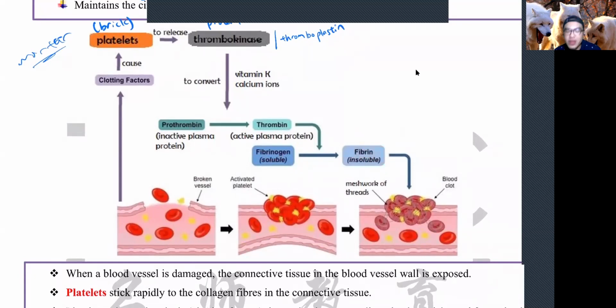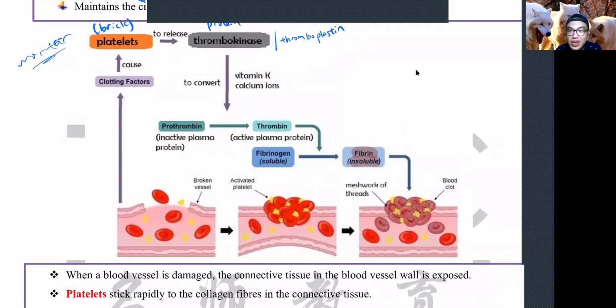So just now fibrinogen is soluble. Now this fibrin is insoluble. This is our mortar. In fact, you can call this a mesh. For those who are in St. John, you know what a mesh is. When you want to cover a wound, you put a mesh there. This mesh will go to the wound site and hold all the platelets together.